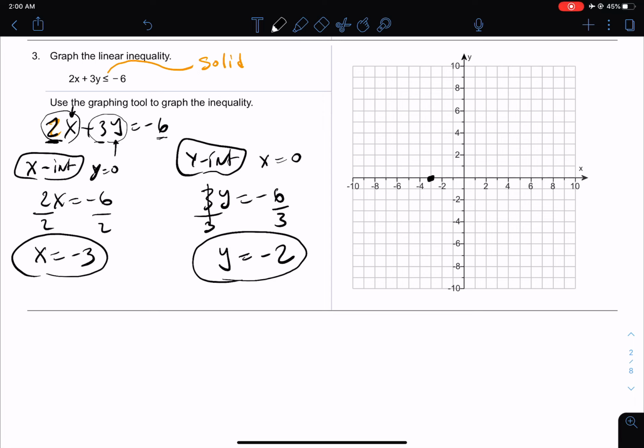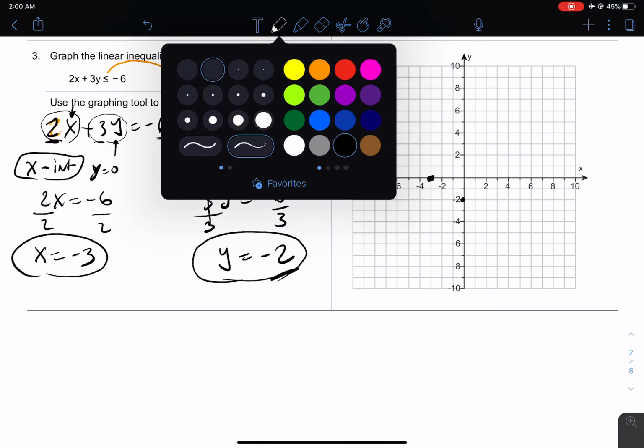If it's not divisible, then you're going to have fractions, and that's really no fun. In that case, I'd probably just recommend putting it into slope-intercept form, which I like to do on most occasions anyways. So now we've got our y-intercept is negative 2, so we'll go ahead and graph negative 2. And let's go ahead and plot this. We already said this is going to be solid. So let's go ahead and make a solid line.